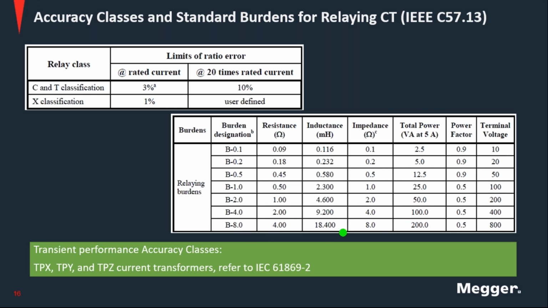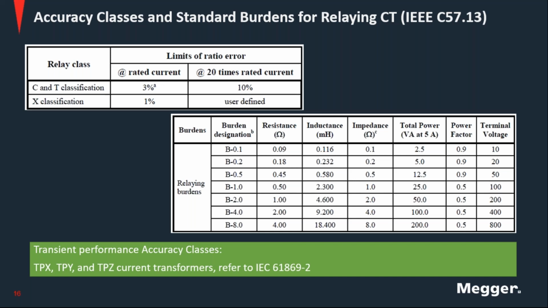So a C800 can handle a burden up to 8 ohms of impedance, and so on. Then these are the limits for the ratio error. So we were talking before in metering classes at accuracies of 0.3, 0.15, because we need to accurately measure how much power is being delivered, and this translates into dollars. In this case, we are not so concerned in the relaying side. We are not so concerned about the accuracy.